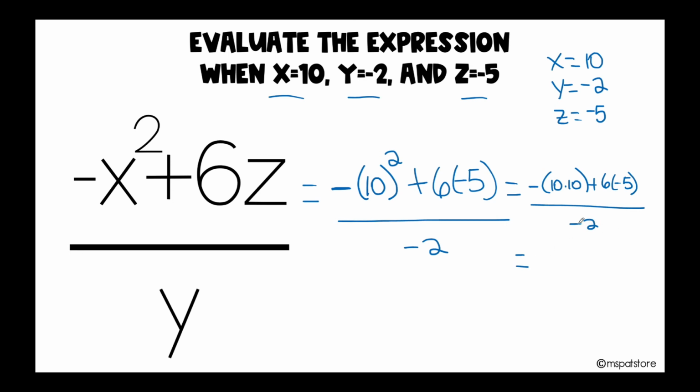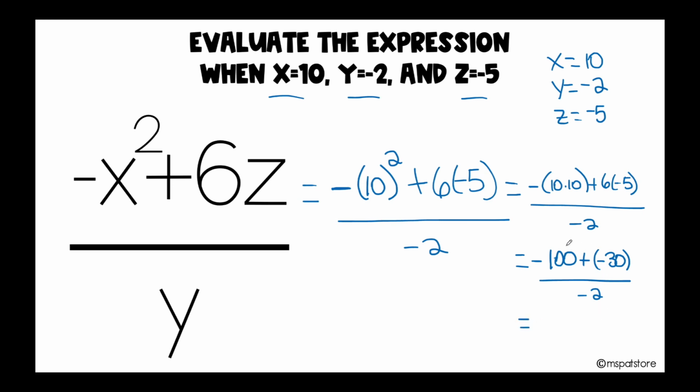So I do multiplication first from left to right. So it will be negative, okay? And 10 times 10, well, you know that is 100. So it's negative 100 plus 6 times negative 5, which is, yep, negative 30. Because they have different signs, so my answer will be negative. Let me bring down the negative 2 that I still haven't used.